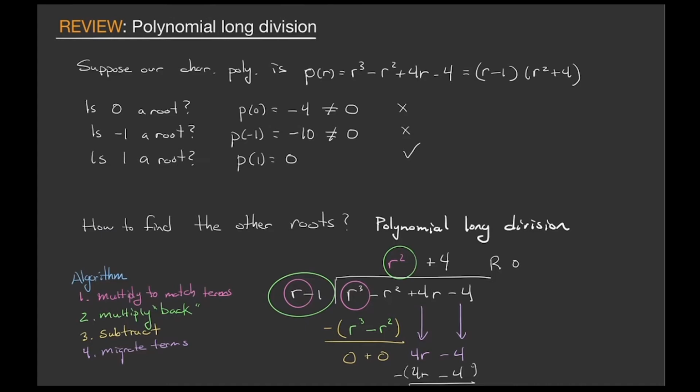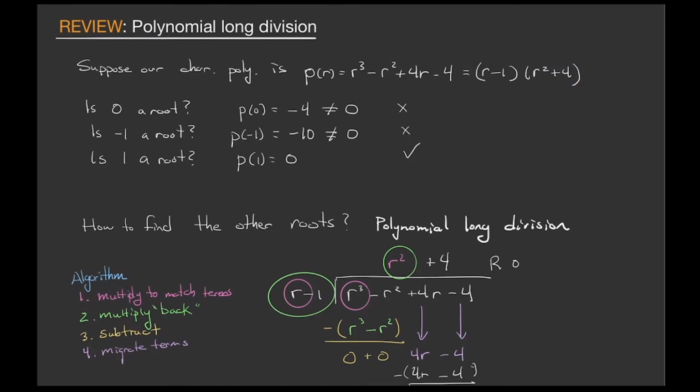Using the fact that we knew 1 was a root, we factored out r minus 1, leaving us with r squared plus 4 from polynomial long division. And now it's easy enough to find the roots of this, which is going to be plus and minus 2i.